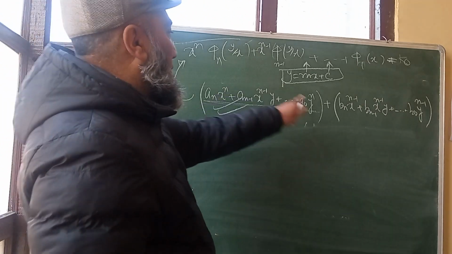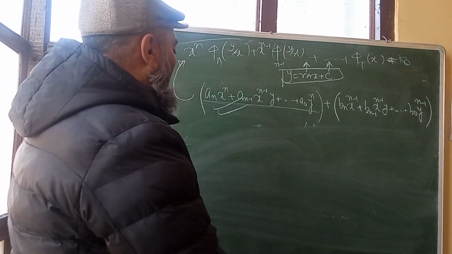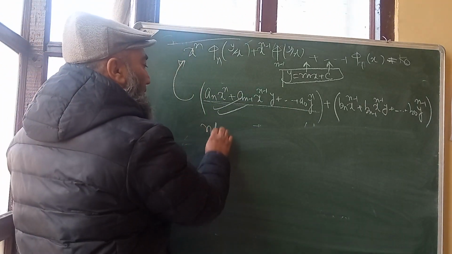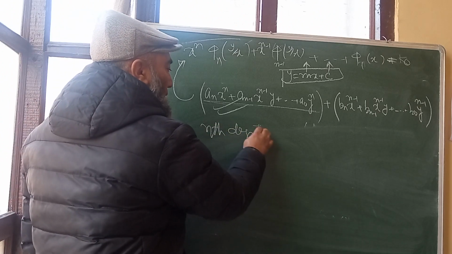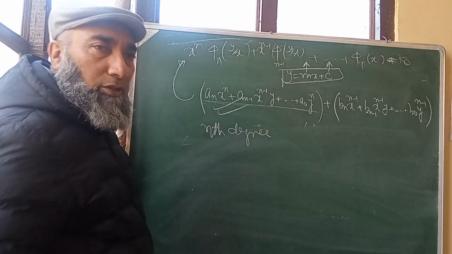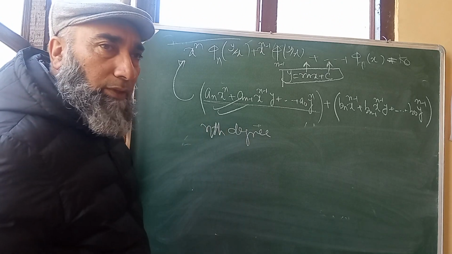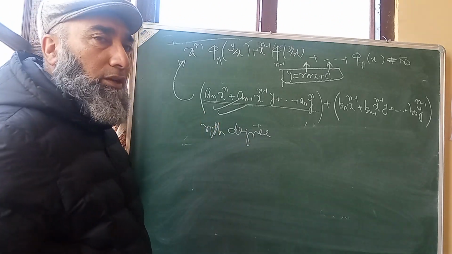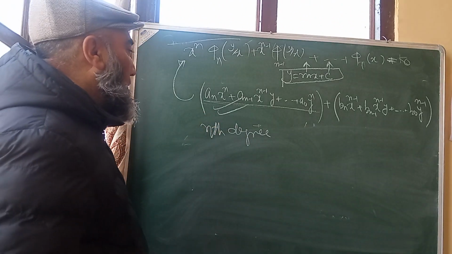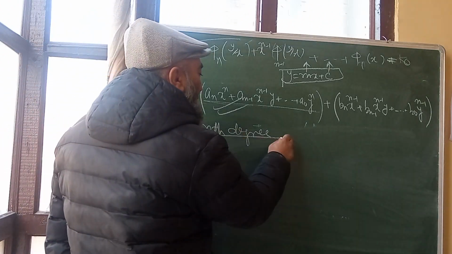This is an nth degree equation. If you have an nth degree equation, first of all, you have a curve. There will be some equation of that curve, an algebraic equation of that curve, as I have told you. So let me suppose that we have an nth degree equation.